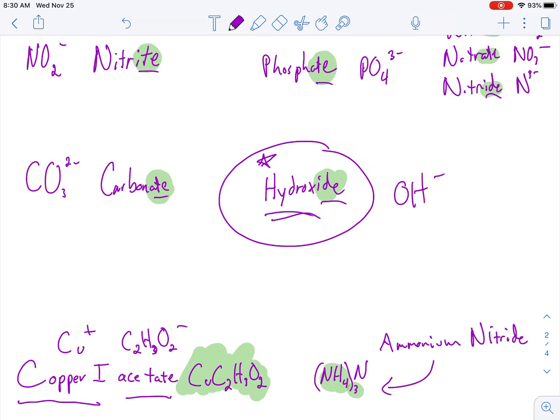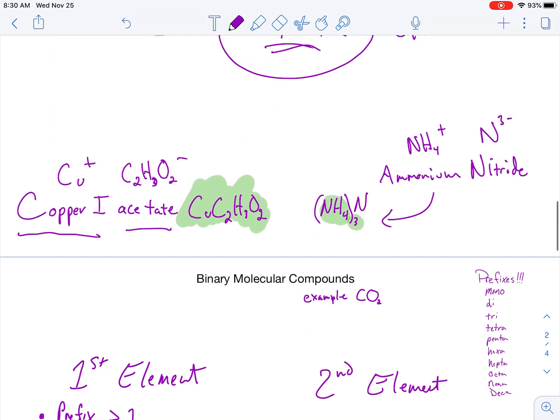If I was working in reverse, I would look at the charges of these things and make sure they add up. For instance, ammonium is going to be NH4 positive, and nitride is going to be N3 negative. Therefore, I would need 3 ammoniums for every nitride ion. All right, that's naming ionic stuff.